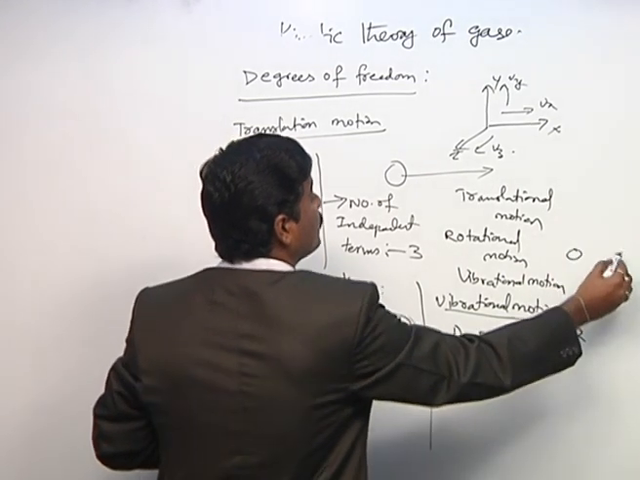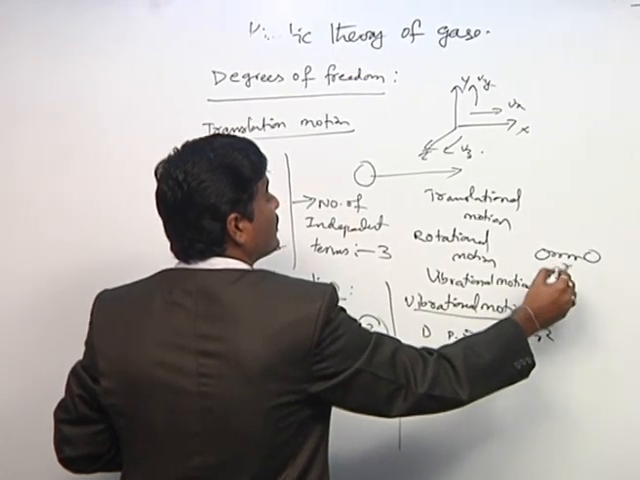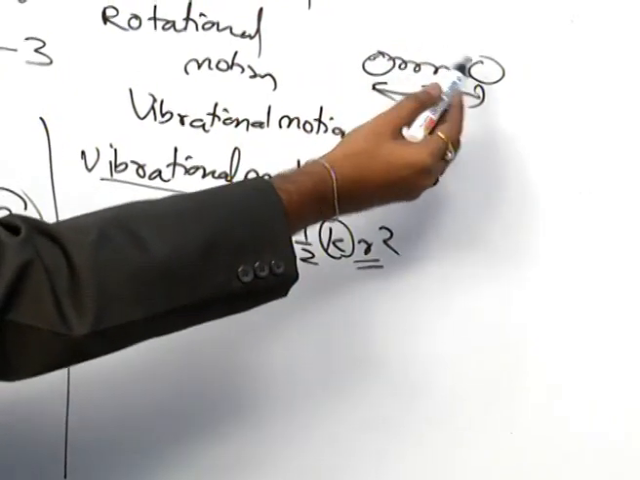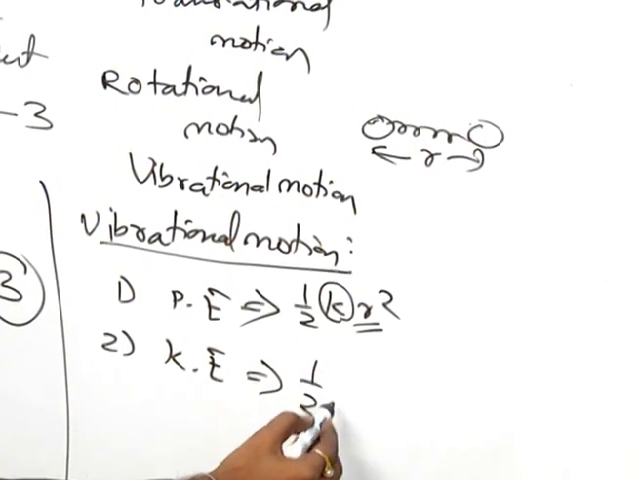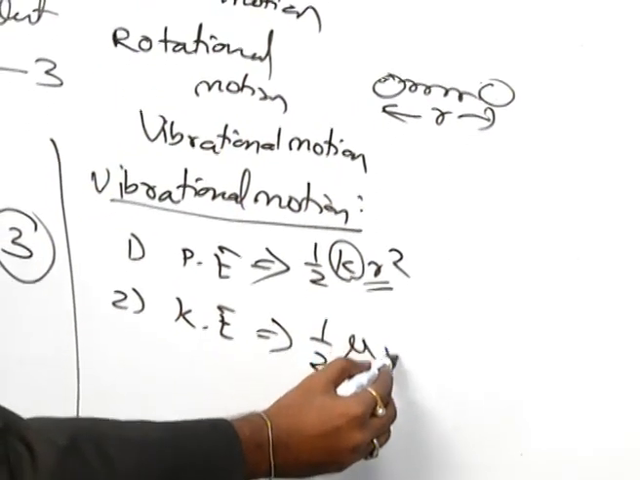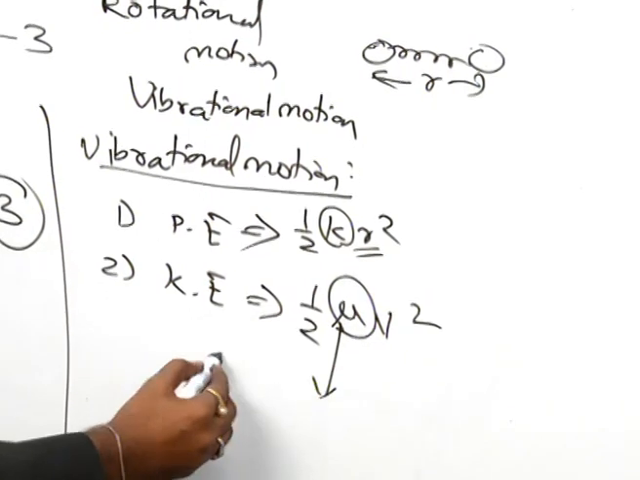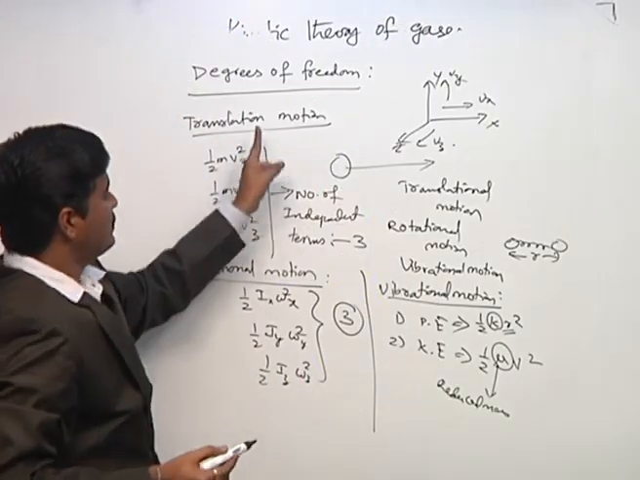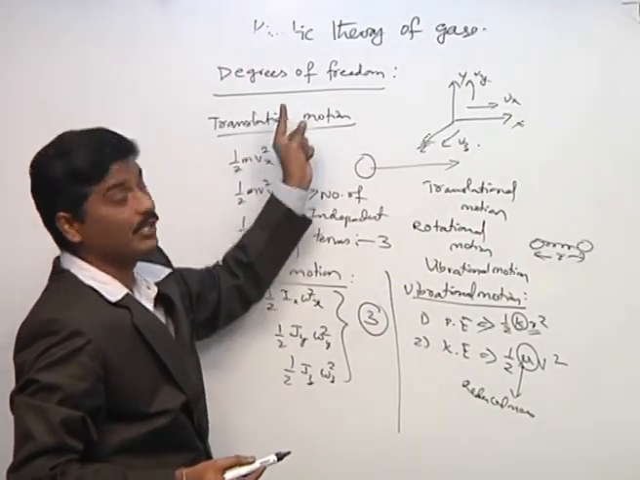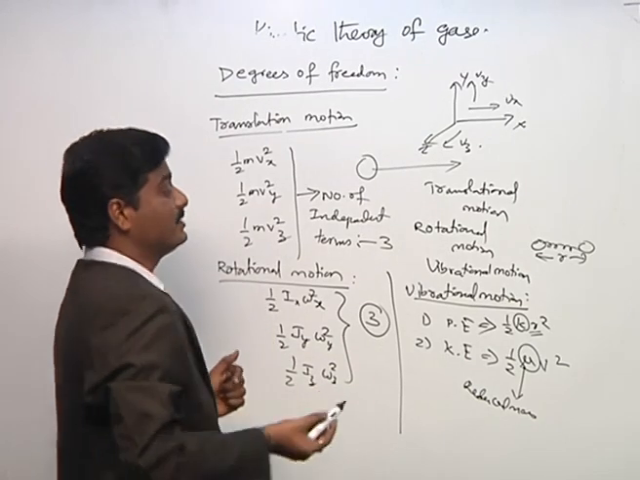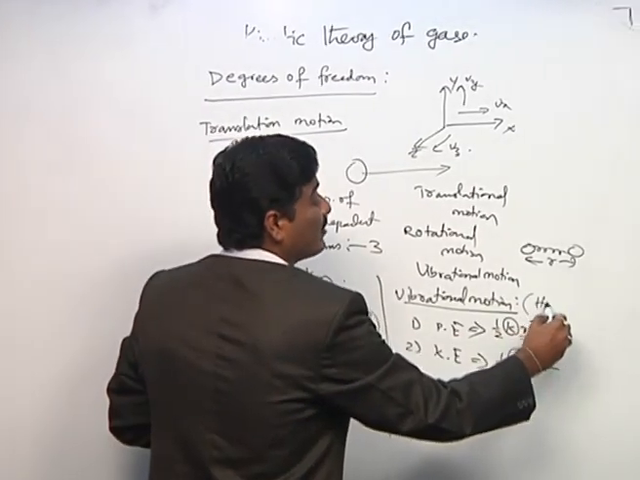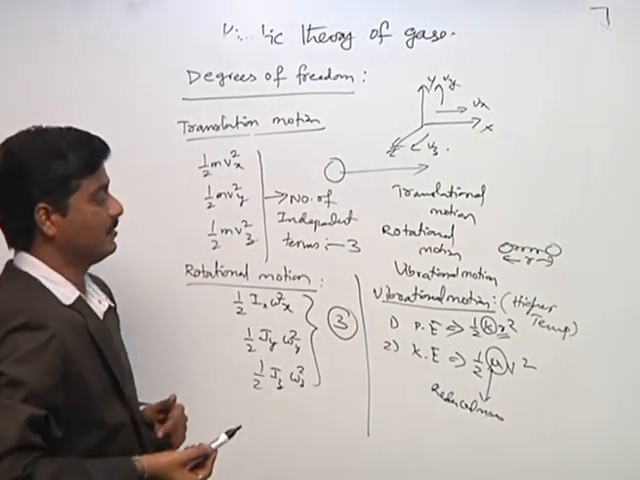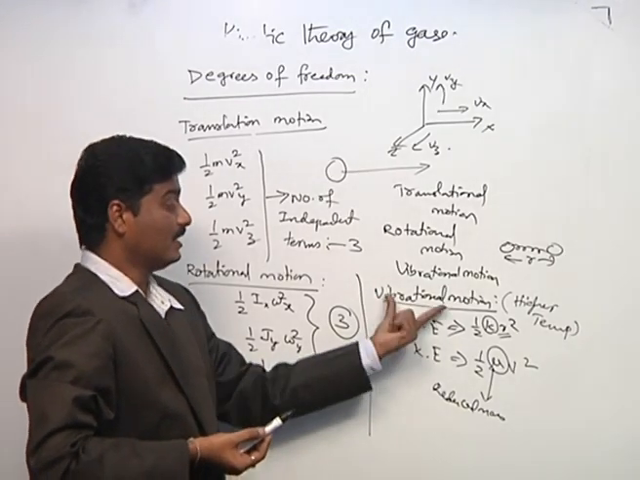Suppose there are two molecules connected by a spring. The separation between the molecules gives this term, showing how the two molecules are related. Again, the kinetic energy term we can write as (1/2)mu v squared, where mu is the reduced mass or effective mass of the two molecules. Translational and rotational degrees of freedom are present in a gas at room temperature, whereas vibrational motion appears at higher temperature. In general calculations at room temperature, you can easily neglect vibrational motion.